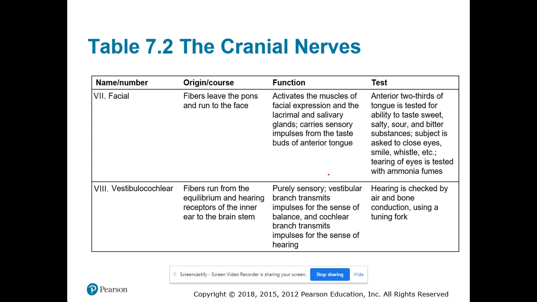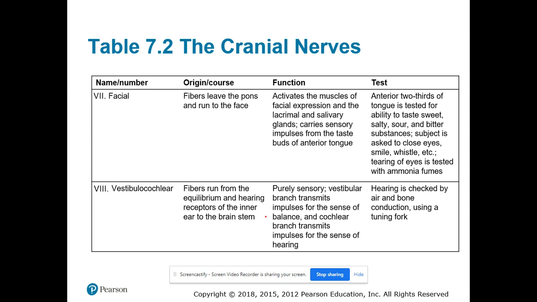The next one is facial. So here, this has both sensory and motor functions. One of the motor functions is it helps you give facial expressions, helps you smile, helps you whistle, helps you do a frown face. And it also has a function in sensory. So it takes in senses from your taste buds. In fact, you can test for your ability to see if things are sweet or salty or sour or bitter.